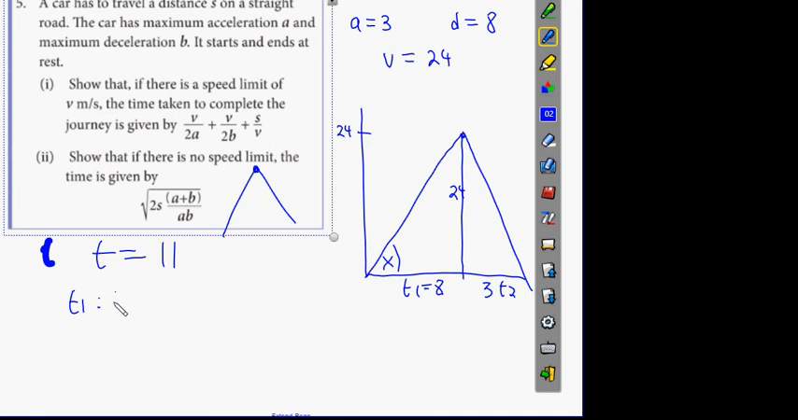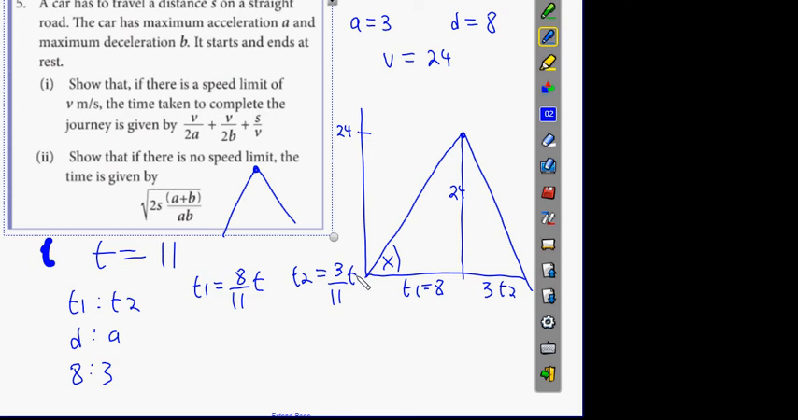The ratio of T1 to T2 is the ratio of deceleration to acceleration. Okay? Which is the ratio of 8 is to 3. Therefore, T1 is technically 8/11ths of the entire time, and T2 is 3/11ths of the total time. Would you agree with that?